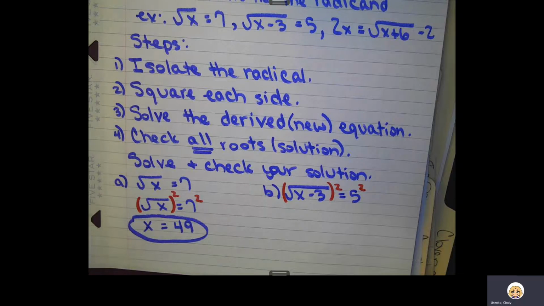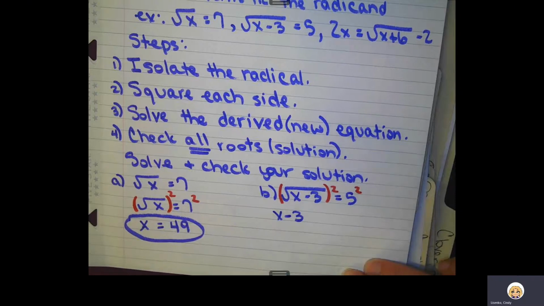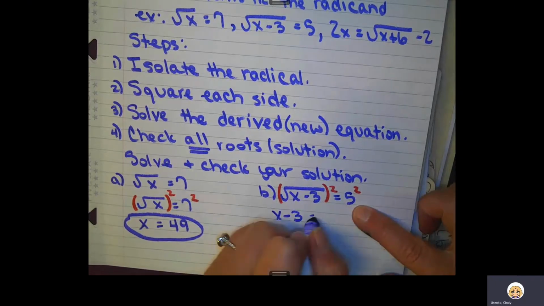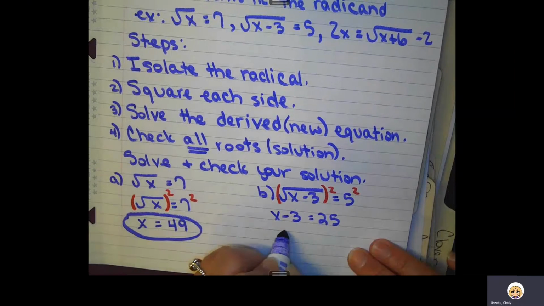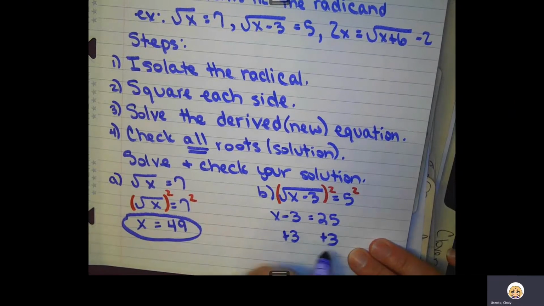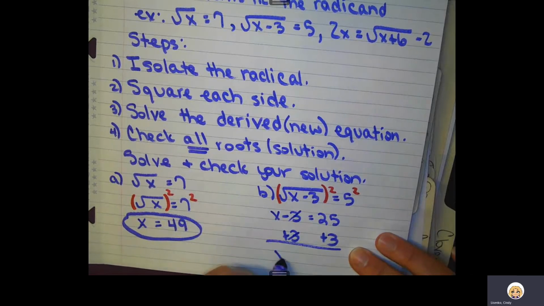Now I'm going to rewrite my equation. The square and the square root cancel out. I'm left with x minus 3. 5 squared is 25, so now we have equals 25. So that was step 2. Step 3, we're going to solve this equation. To get x alone, you see minus 3. So we're going to add 3 to both sides. 3's cancel. 25 and 3 is 28, so we have x equals 28.